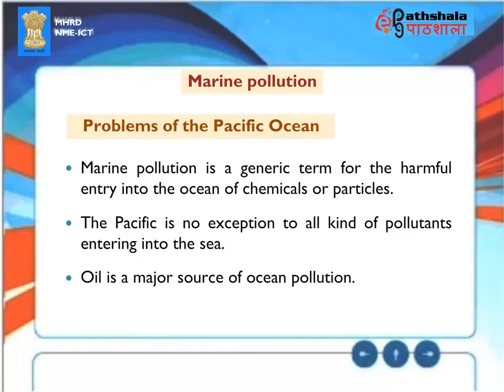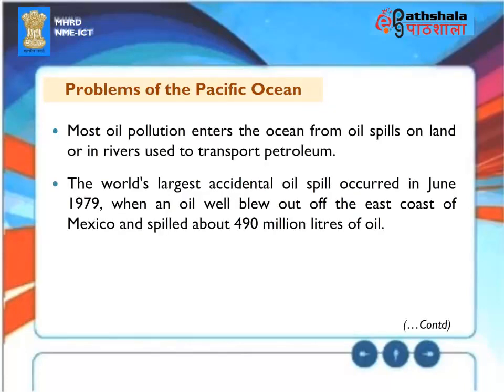Marine pollution. Problems of the Pacific Ocean. Marine pollution is a generic term for the harmful entry into the ocean of chemicals or particles. The Pacific is no exception to all kinds of pollutants entering into the sea. Oil is a major source of ocean pollution. Most oil pollution enters the ocean from oil spills on land or in rivers used to transport petroleum.